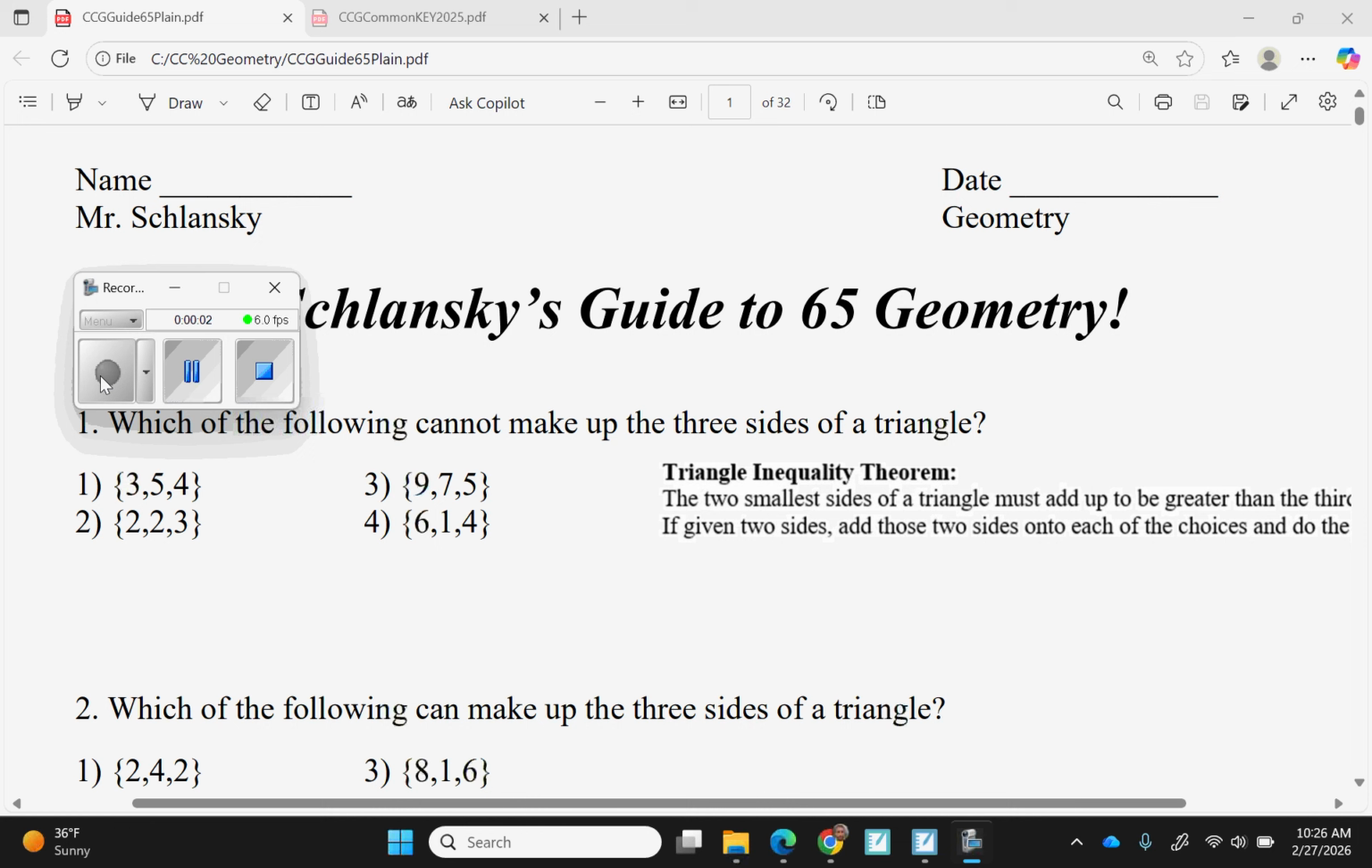All right, everybody, this is it. Schlansky's Guide to 65 commonly asked, not hard geometry Regents questions. Let's get right to it.